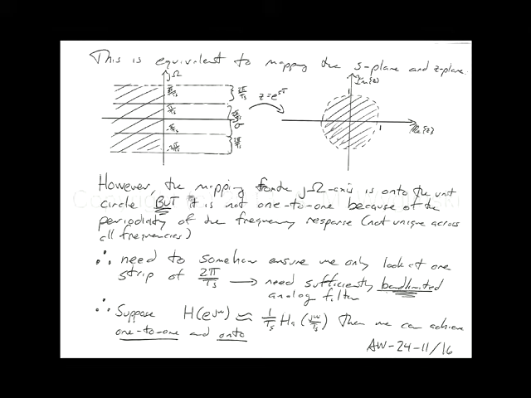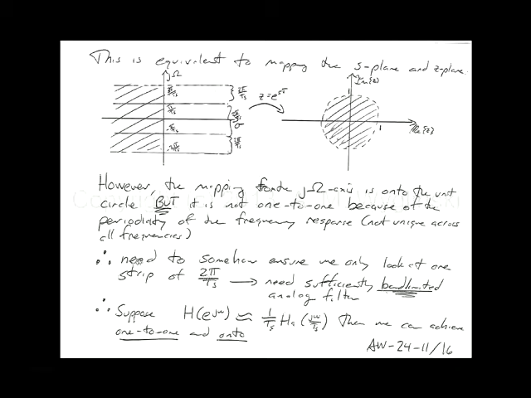But what happens is this mapping from the j omega axis onto the unit circle, you know, it's not one-to-one because of that periodicity of the frequency response. So that's our problem. It's not unique across all frequencies. That's not a good thing. So as a result, we need to pull a trick.